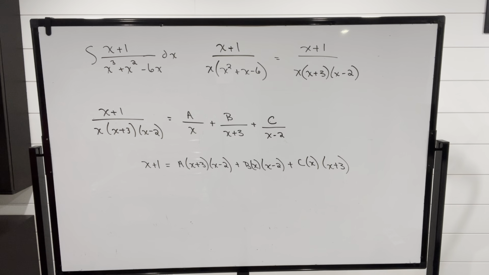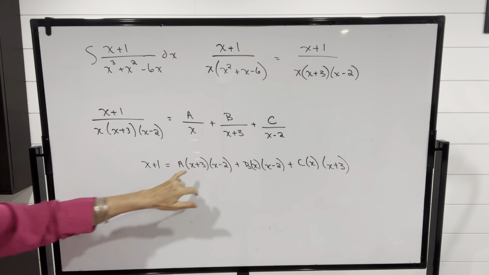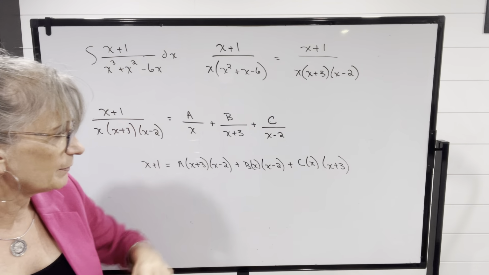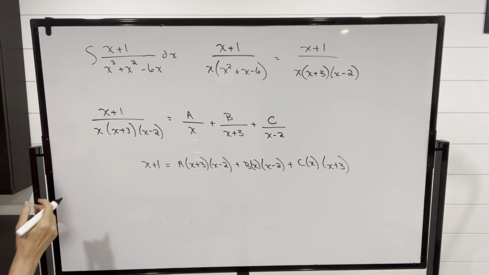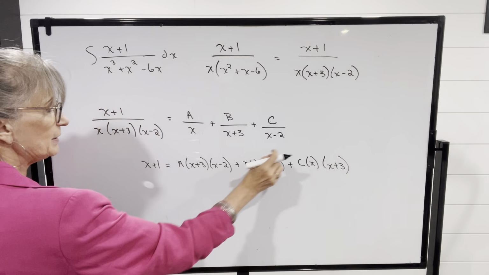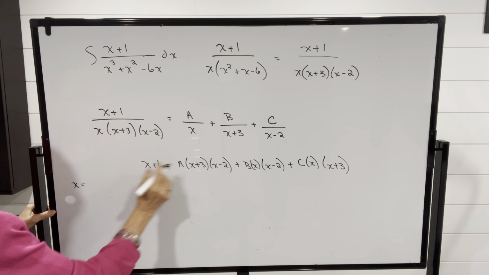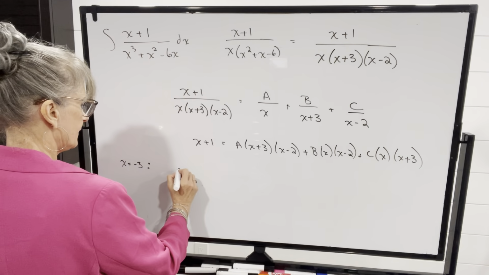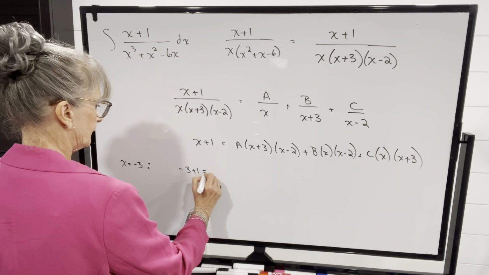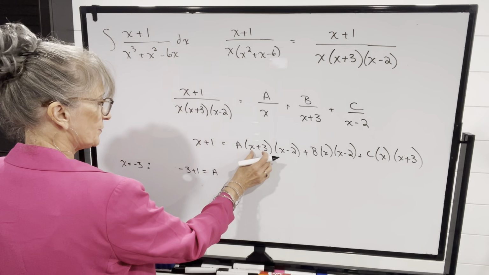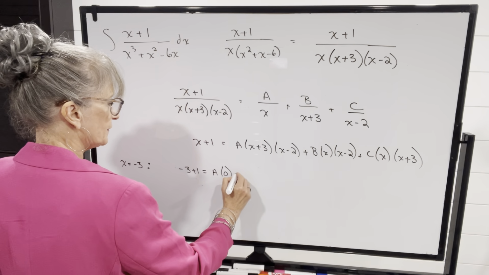Again, I want to choose values of x that are going to make these factors equal to 0. So there's 3 different numbers I'm going to choose. And that will give me my values for a, b, and c. So let's start off with, let's let x equal negative 3. Putting a negative 3 in for x, we have negative 3 plus 1. Negative 3 plus 3 is 0, so this whole term will be 0.